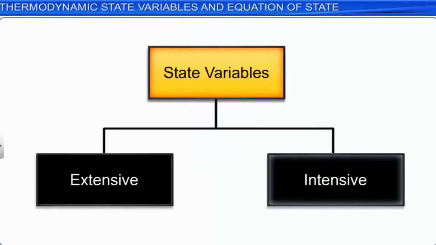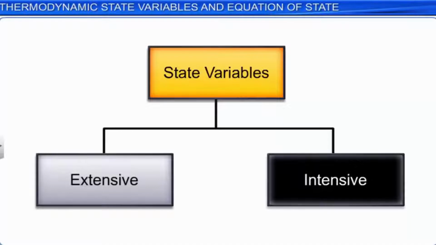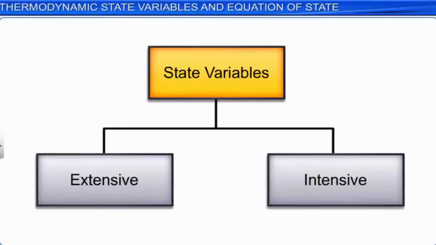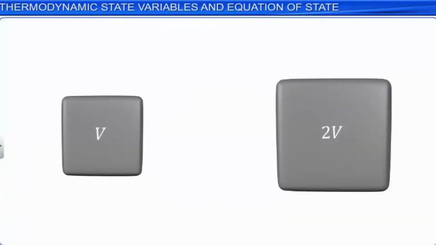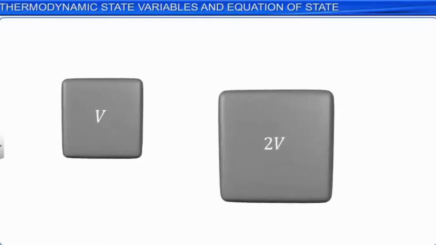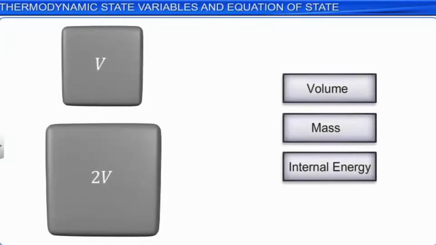The state variables discussed so far are of two types: extensive state variables and intensive state variables. A state variable that depends on the size of the system is called an extensive variable. For example, the volume of a system depends on its size, and hence it is an extensive variable. Mass and internal energy are other examples of extensive variables.